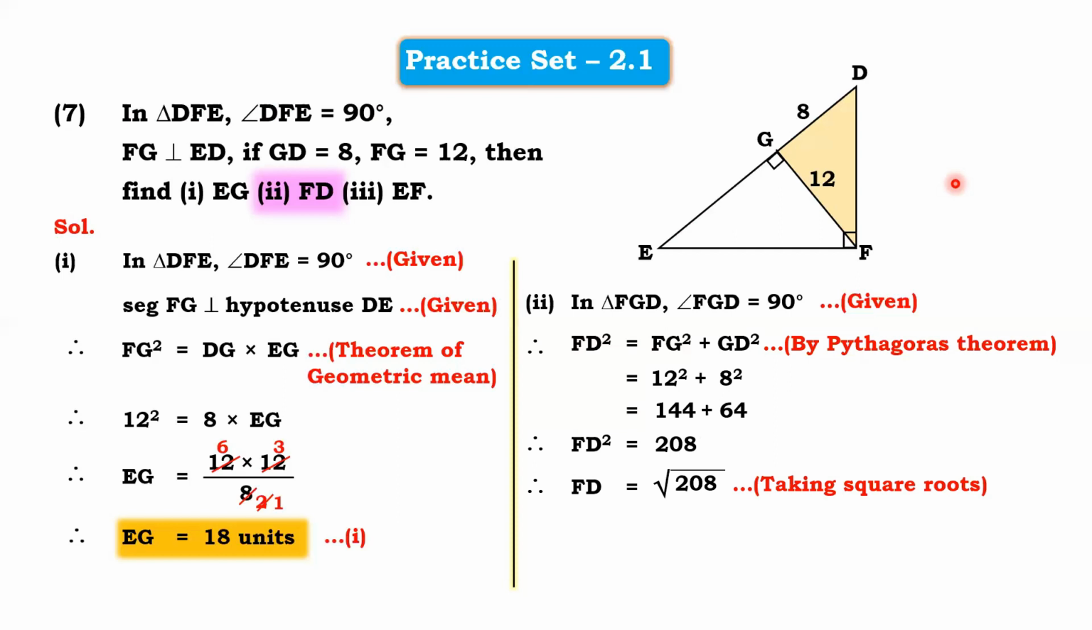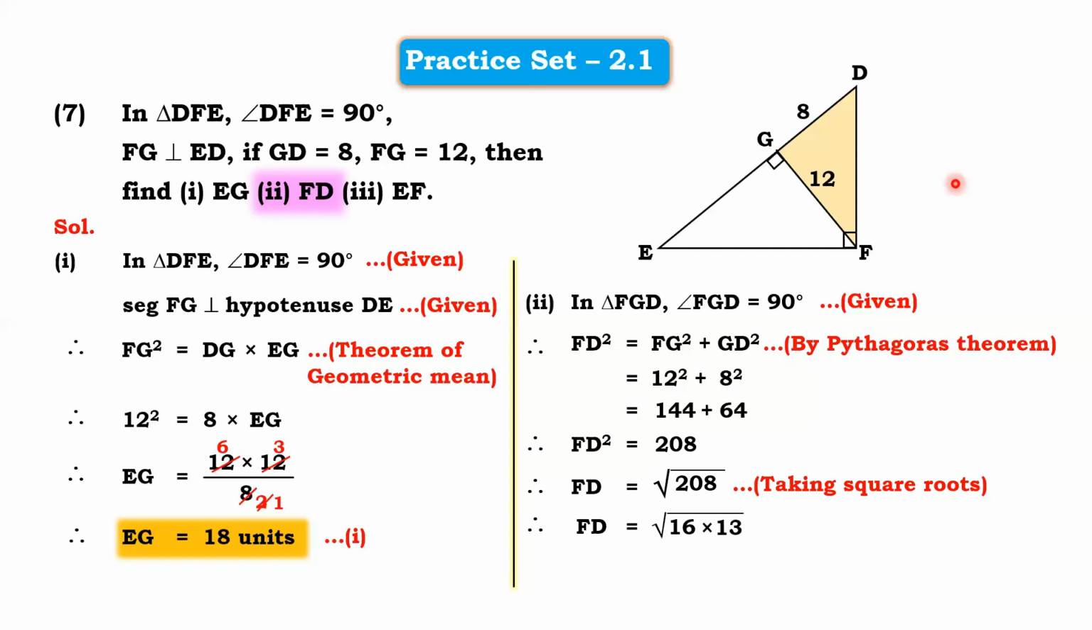Now students, I want you to factorize 208. I hope all of you know how to factorize 208. You have to check 208 is a multiple of which all numbers. So if you divide by 2, you can factorize. I hope you all know the basics of factorization. So if you factorize 208, we can say FD is equal to square root of 16 into 13.